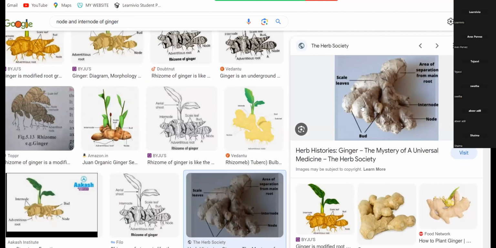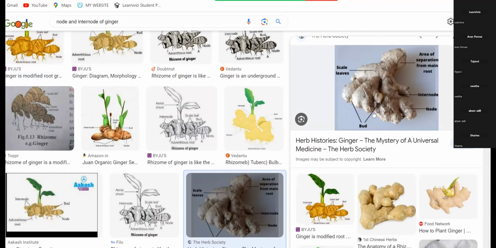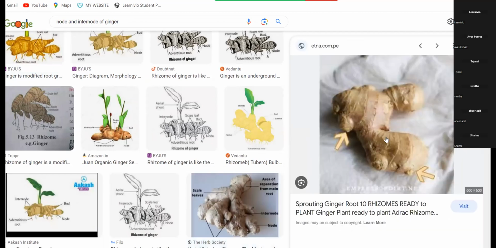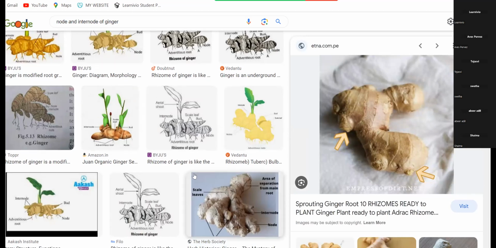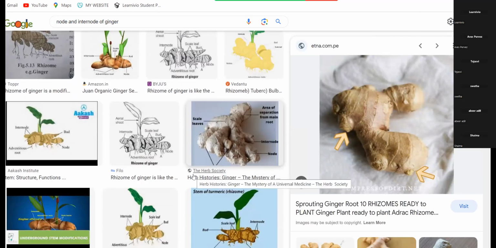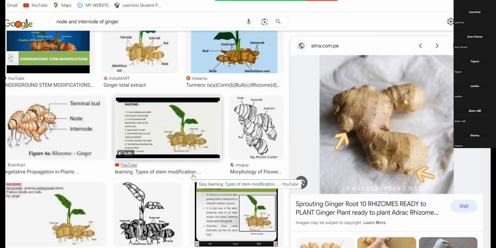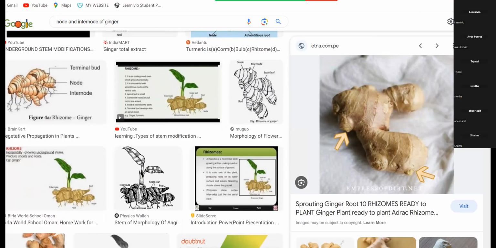When you peel the ginger, you find that this bud is a fleshy structure. It is not rough. If you peel it, you will find some rough area, but you will find this bud, a slippery structure. This is called a bud. When this bud is buried under soil, it can give rise to new plants. So these buds that you have seen in ginger have the capability to give rise to new plants, and ginger is a modified stem. Okay, you understood? Yes, sir.